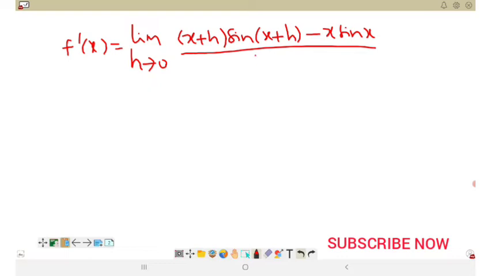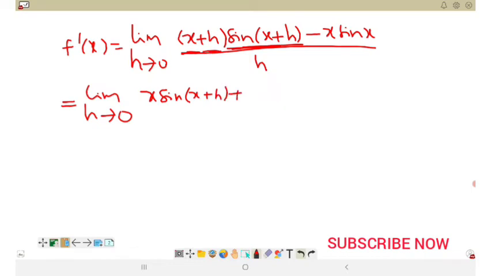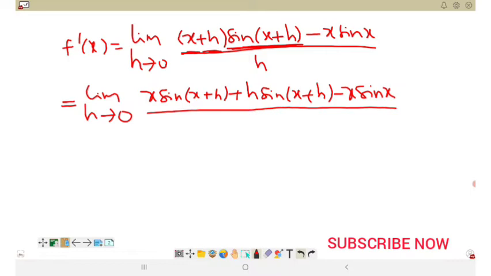By h. So limit h tends to 0, x into sin of x plus h, plus h into sin of x plus h, minus x into sin x, divided by h.